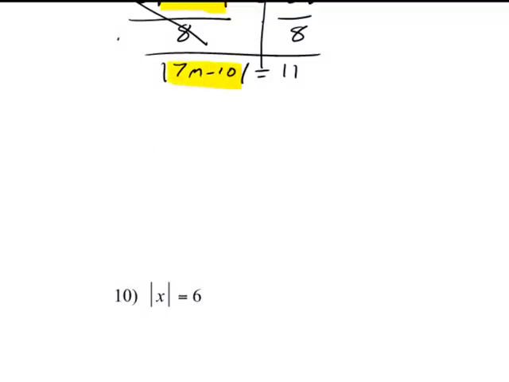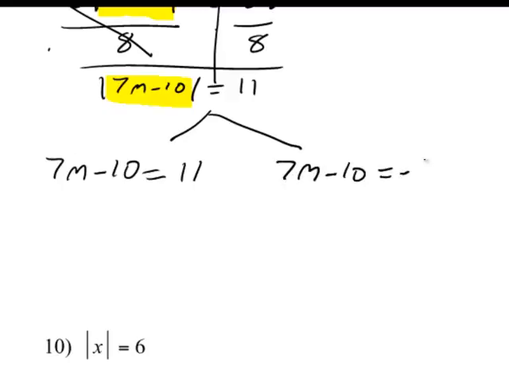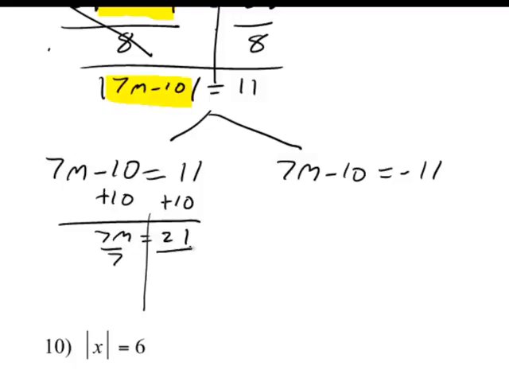So now I can make my two equations. I have 7m minus 10 equal to 11. My other one is 7m minus 10 equal to negative 11. So now we just solve both equations. Plus 10, plus 10, 7m equals 21. Divide by 7, divide by 7. M is equal to 3.